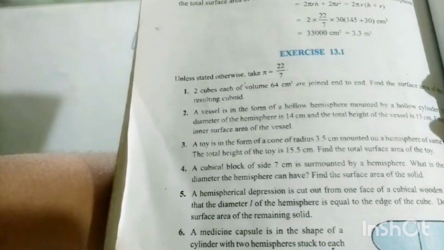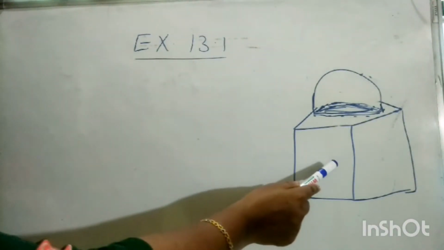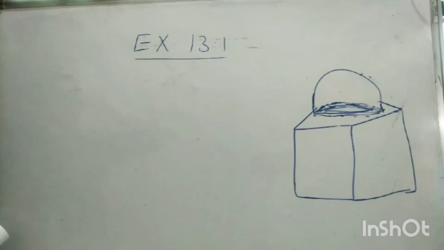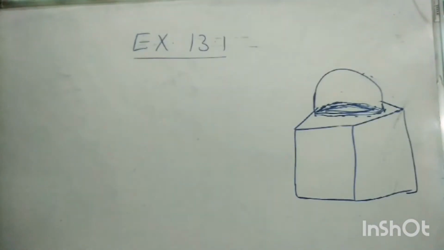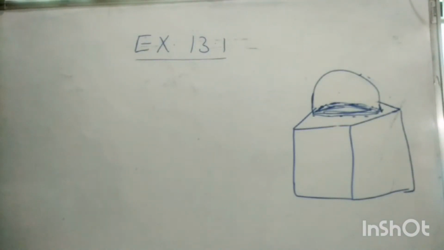Fourth question. A cubical block of side 7 cm is surmounted by a hemisphere. What is the greatest diameter the hemisphere can have? Find the surface area of the solid. So this is our cubical block and we have one hemisphere on this cubical block, and first we need to find out the greatest diameter of this hemisphere.